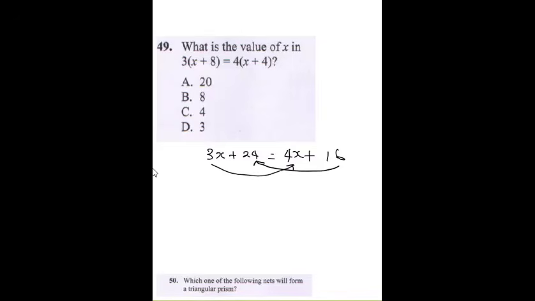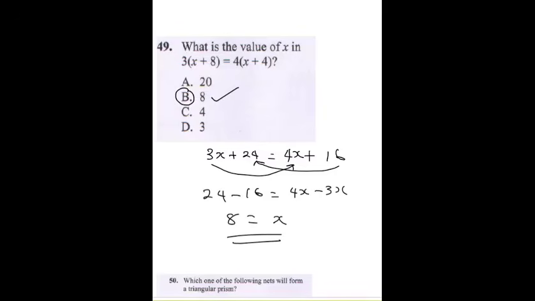And remember, their signs are going to change. So this will be 24 plus 16 coming over will be minus 16, which is equal to 4x minus 3x. So 24 minus 16 is going to give us an 8, which is equal to x. Final answer. So our x here is going to be 8.